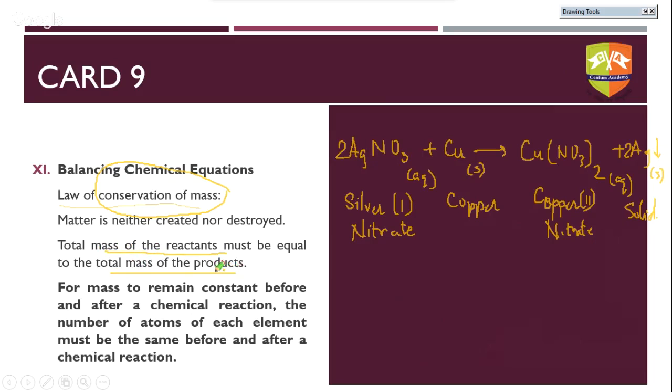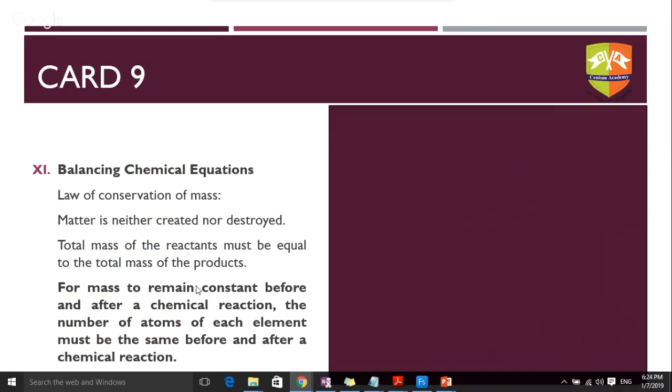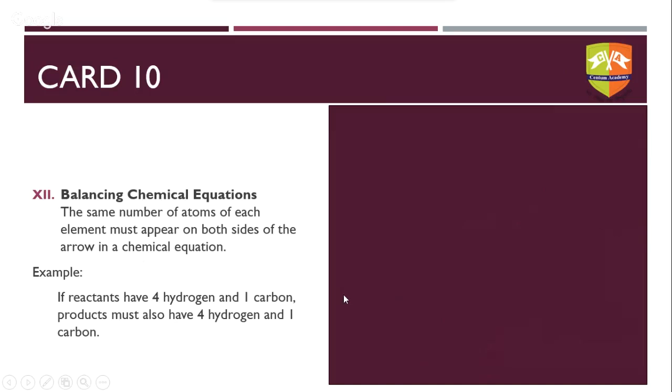That is why we balance chemical equations, and for this mass to remain constant before and after the reaction, the number of atoms has to remain constant, because we know that the mass is proportional to the number of atoms, the quantity of atoms that we have, and therefore balancing both on the reactants and the product side will balance the chemical equation automatically. So let's look at a few more examples. Let's say we have 4 hydrogen and 1 carbon in one of the chemical reactions. Then we will need 4 hydrogens and 1 carbon on the other side of the chemical reaction as well. So this is important to have the same number of atoms on both sides of the reactants and the products.